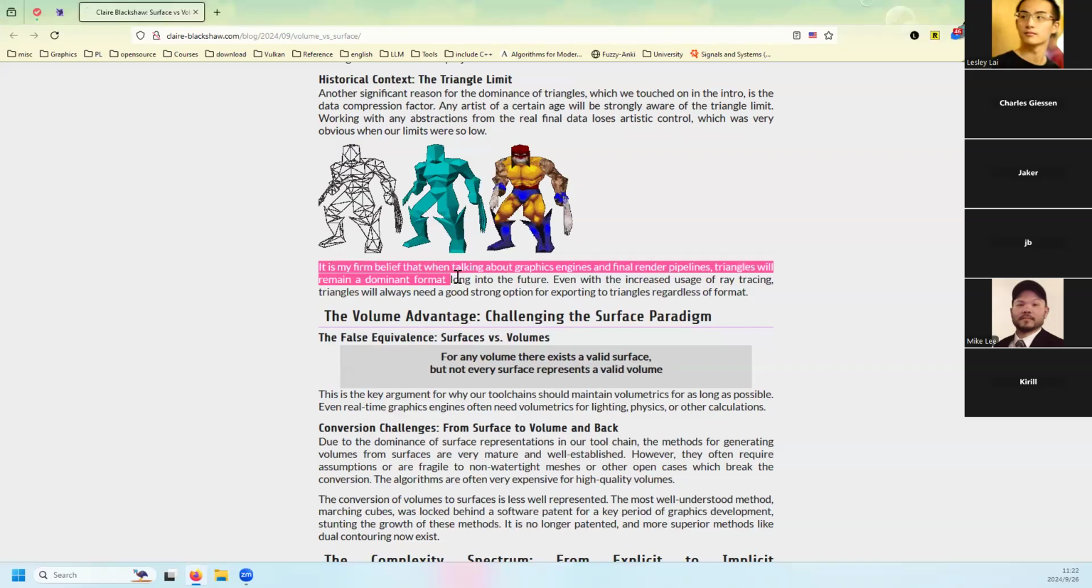They believe that triangles will remain a dominant format. Yeah, ray tracing doesn't really change things for triangles though. You can do ray tracing for triangles, and that's what people are doing.